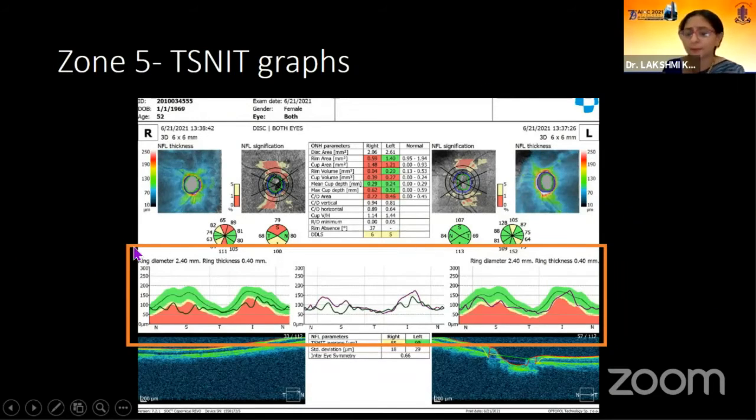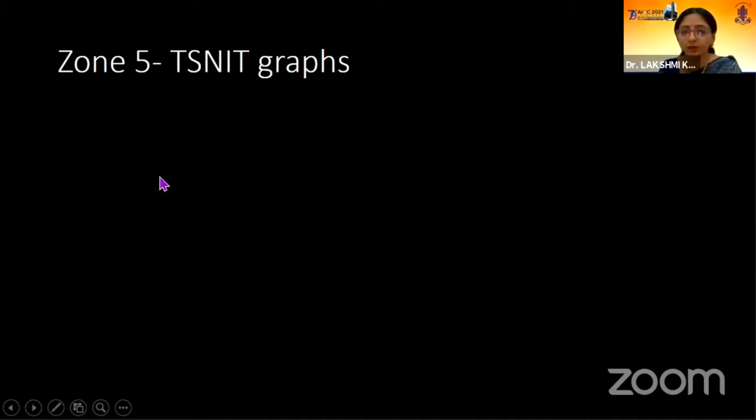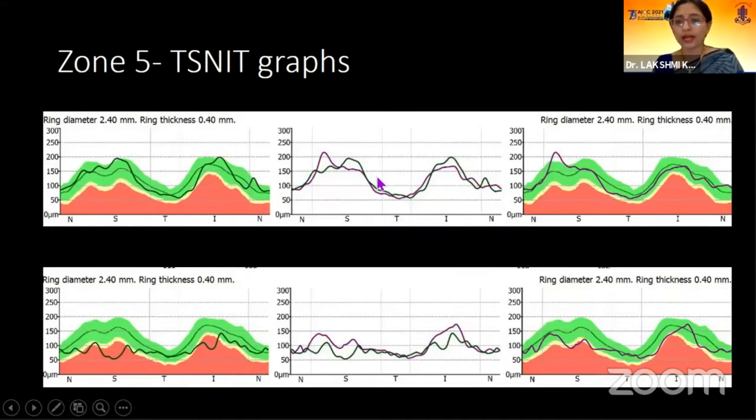The graphs are plotted according to the quadrants, and if it's in the red zone, it is abnormal. Yellow zone, borderline, green, it should be in the green area. And there is a central part to it where it overlaps both the eyes.